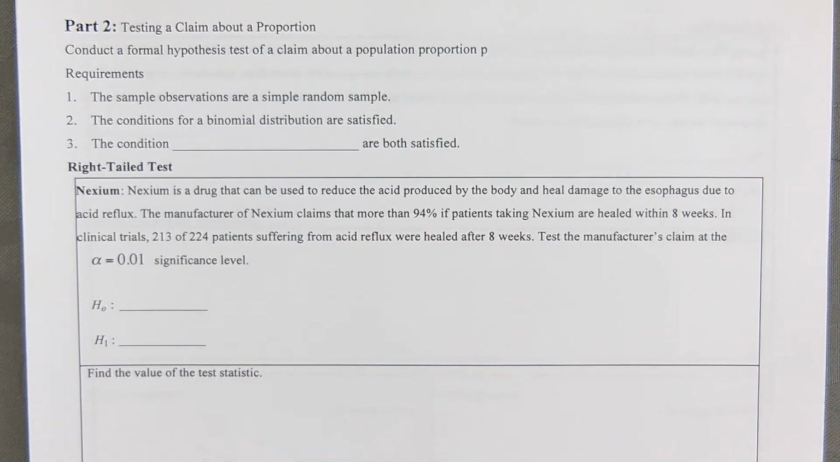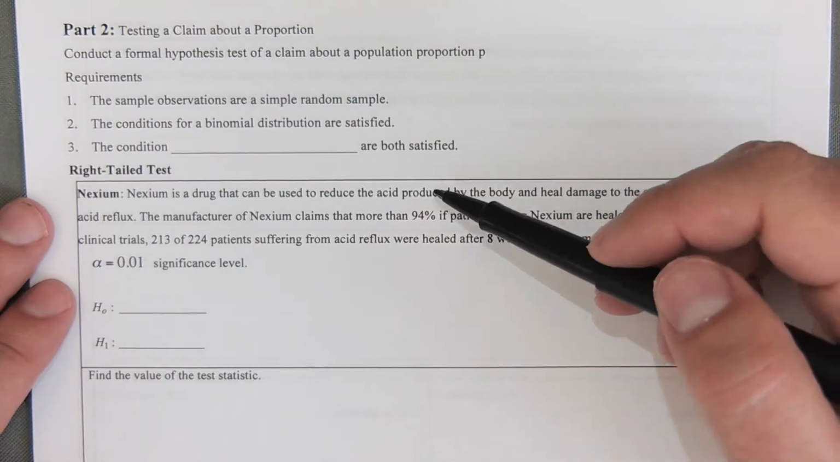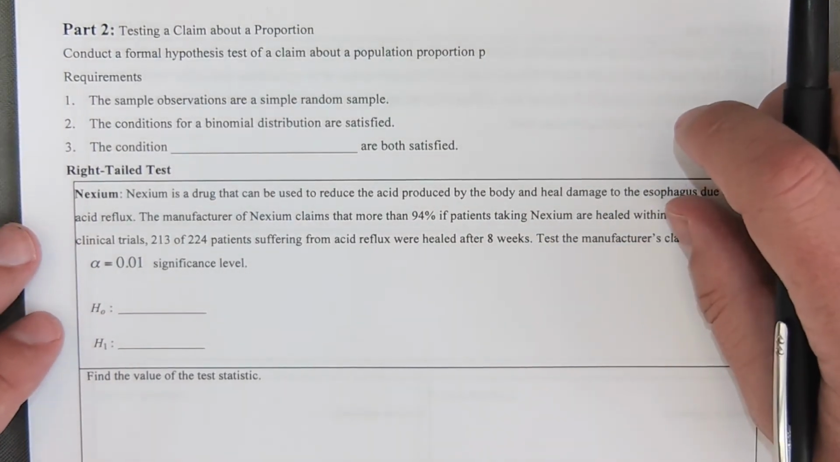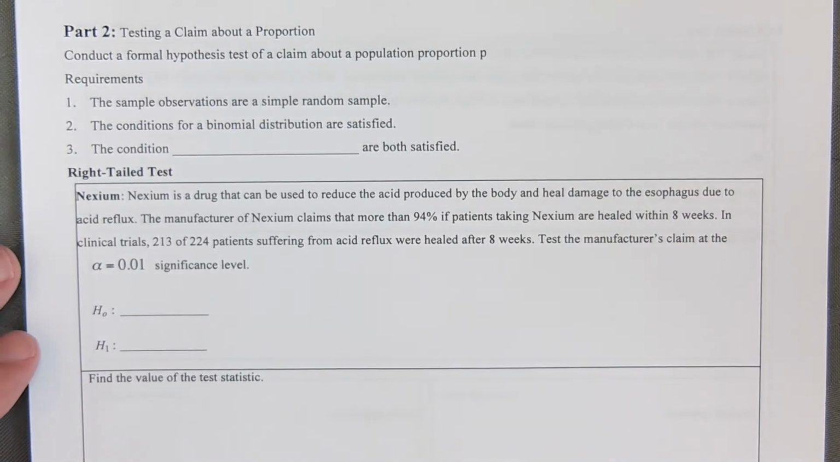For this section, I'm going to take all the crazy stuff that I did in the first section and put it all together into a single problem. We're going to be testing a claim about a proportion for this particular section. The next section will be testing a claim about a mean, and the fourth section, I guess, will be about a standard deviation.